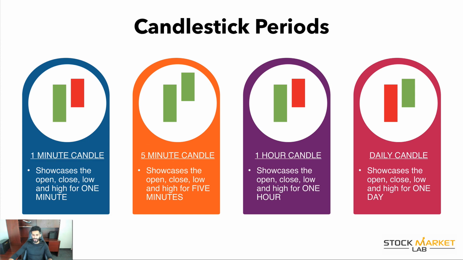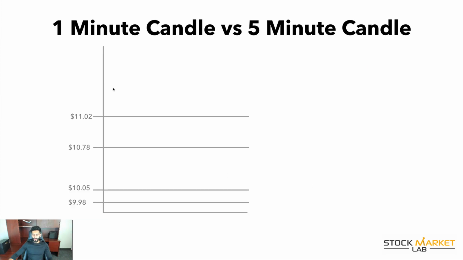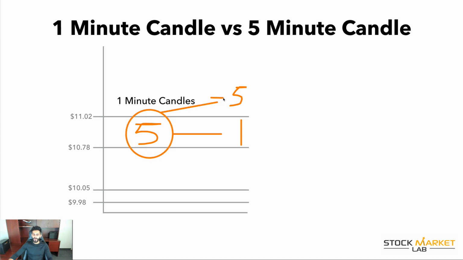Right? So for example, let's dive into this more so you get a better idea of it. So let's break down a 1-minute candle versus a 5-minute candle, right? So we're going to break down a 1-minute candle right here. Now, obviously, we need 5 1-minute candles to form into 1 5-minute candle. Everyone understands that? Once again, think about that. 5 1-minute candles will be formulated into 1 5-minute candle, right? So let me explain that in this drawing.